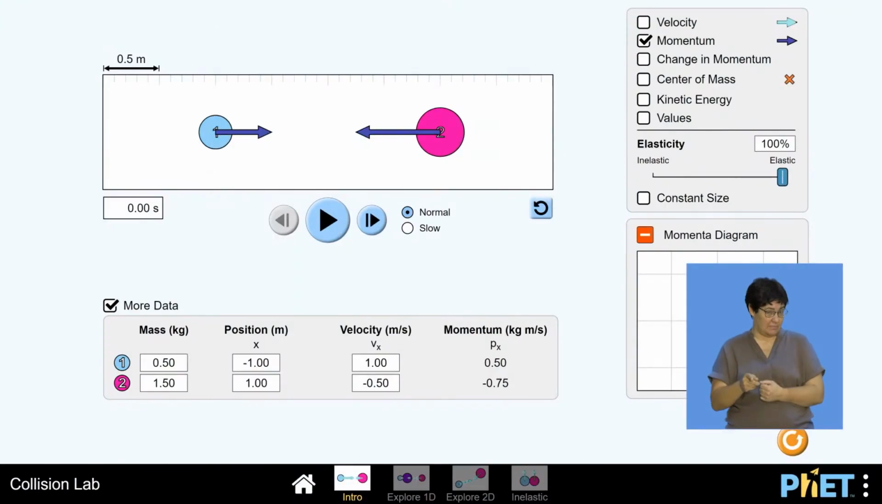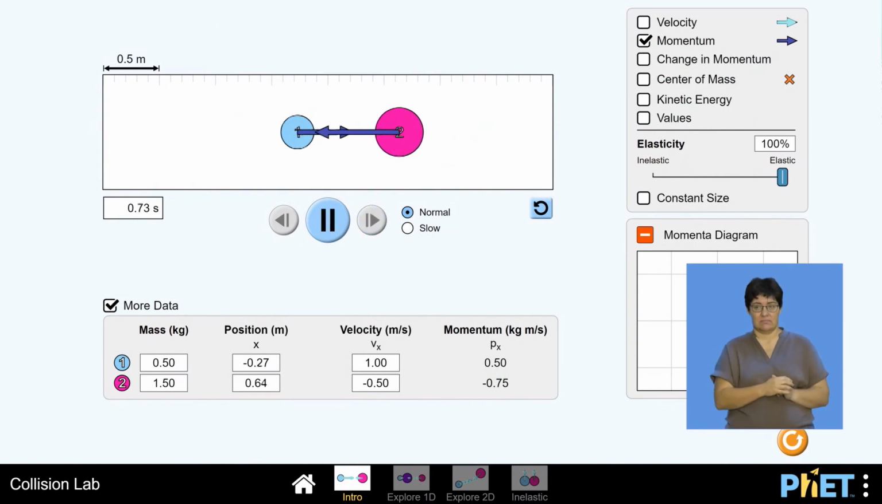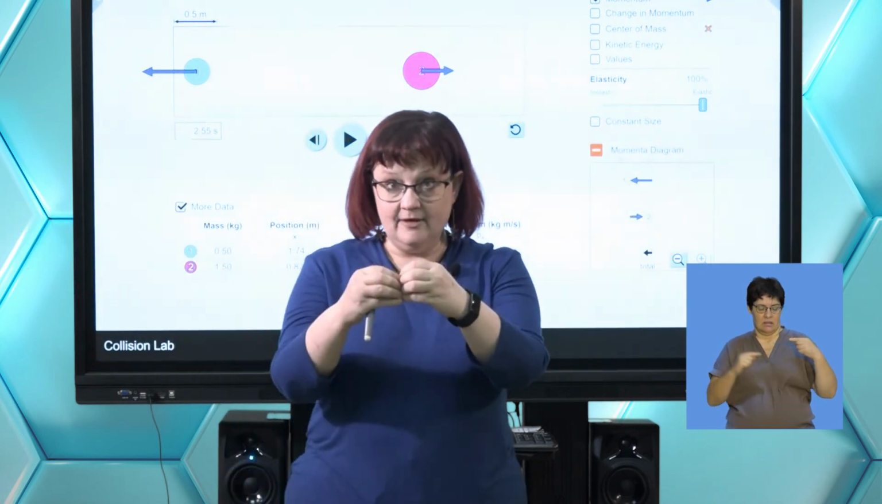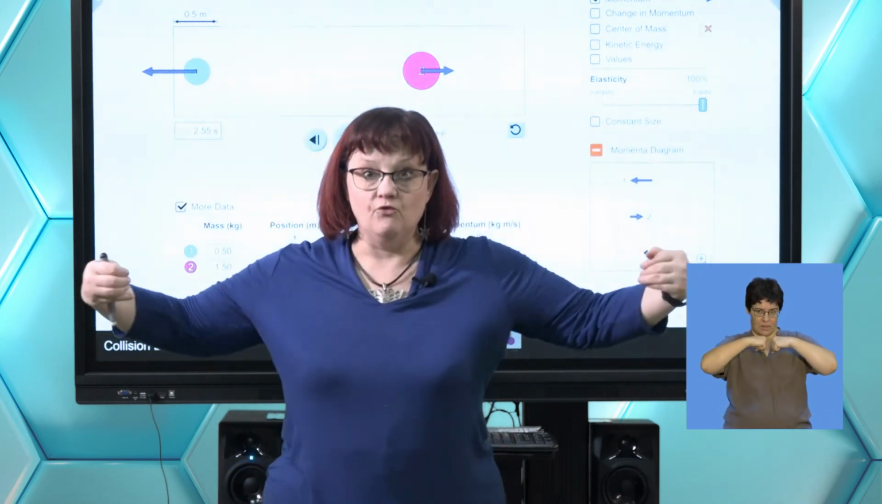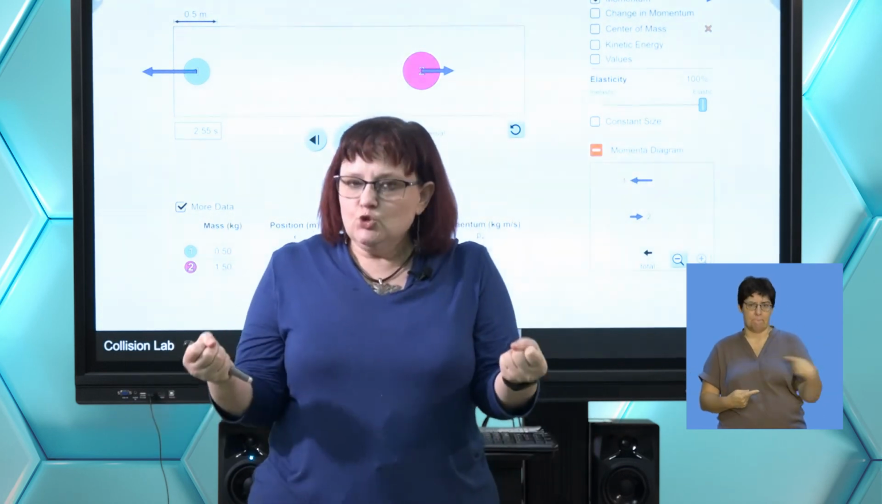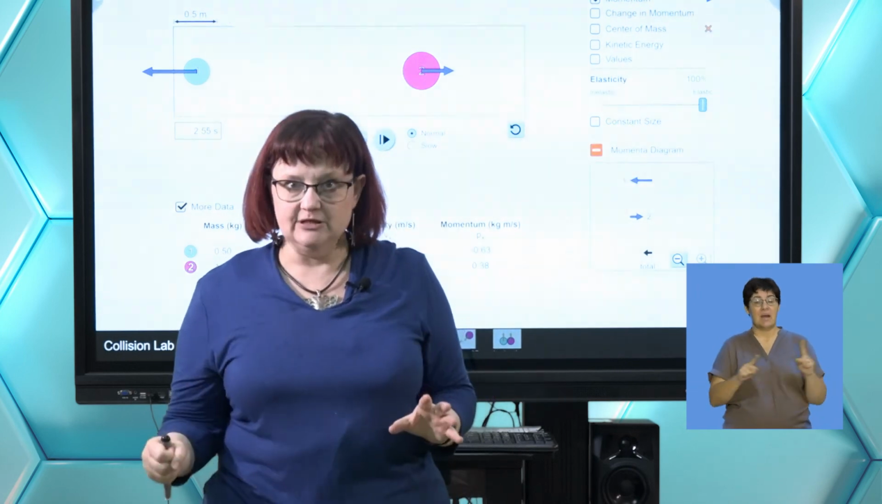So let's press play, okay? They bounce off, and away they go. So now, okay, what I want you to see is a couple of things. Number 1, they came together and they bounced off. So they changed direction, but they remained as 2 different objects.